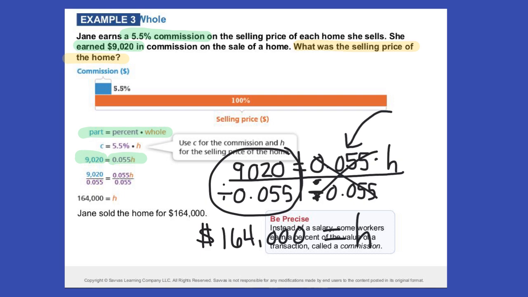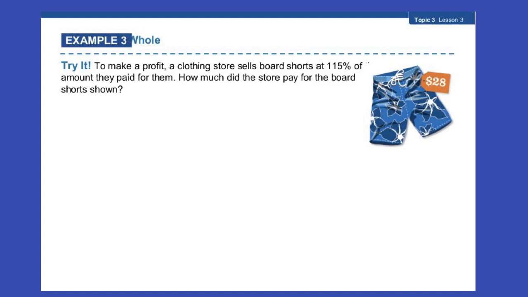So if my numbers are both on the same side, just multiply them. But if they are divided, one's on the left and one's on the right, then you have to divide to solve the problem. All right, this is the try it at the bottom of page 157 under example number 3. It says, to make a profit, a clothing store sells board shorts at 115% of the amount they paid. How much did the store pay for the board shorts? We've got one more piece of information right there.